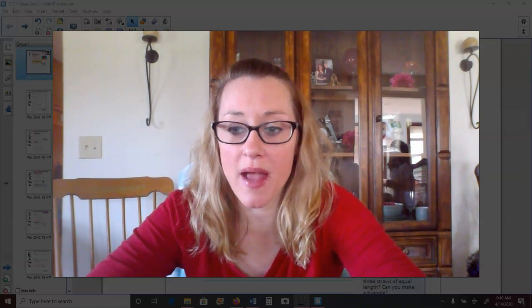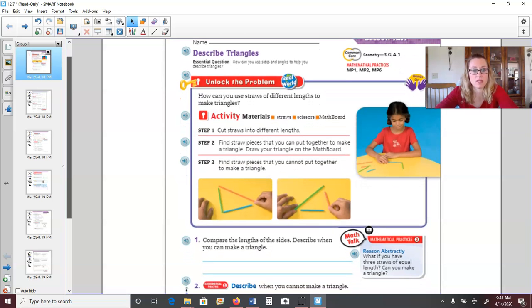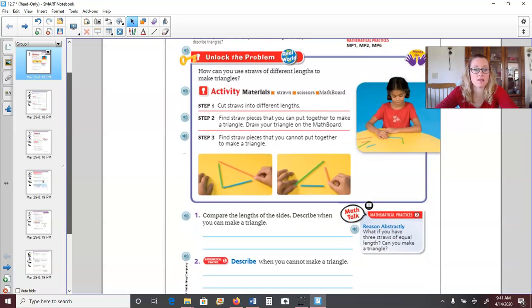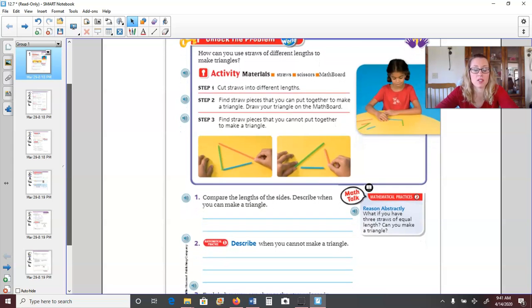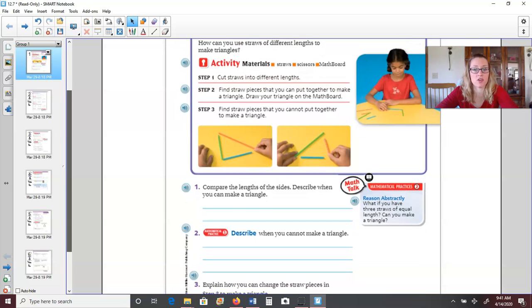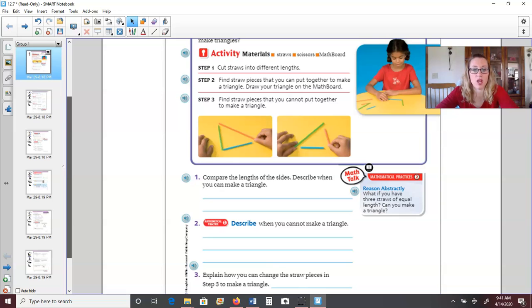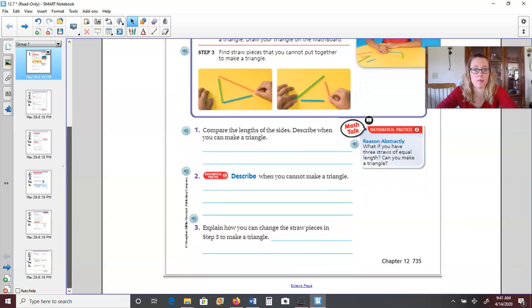All right guys, so grab your math books and open them up to lesson 12.7, Describing Triangles. Now this first page, I'm just going to skim through it. It's a hands-on activity that asks us to use different length straws to try to put together different kinds of triangles. So they wanted you to cut some straws into different lengths, find some straw pieces that you can put together to make a triangle, and then see what you observe about that.